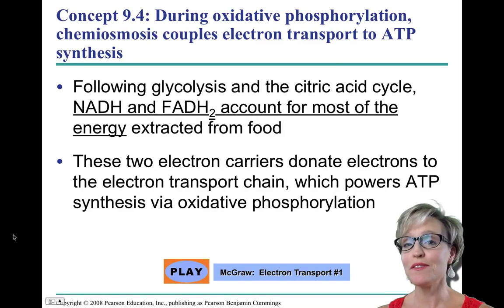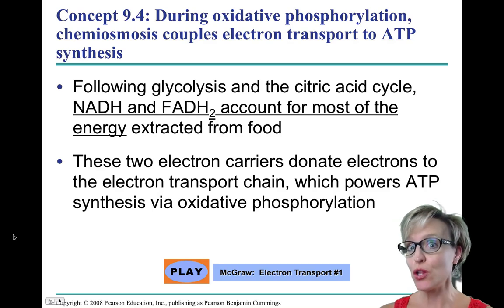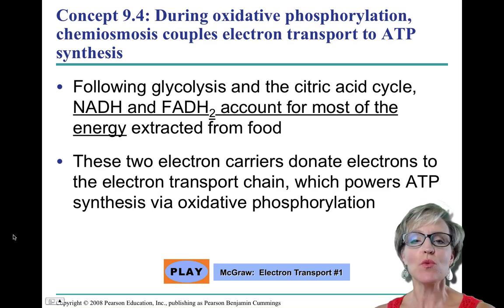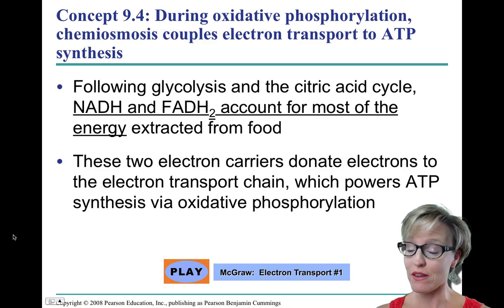Okay, it's concept 9.4. We're going to finish up much of the chapter today, and we'll have only learning it all left. We'll start on oxidative phosphorylation. If you remember, oxidative phosphorylation is where we're going to get most of our ATP. So surely this is a very exciting day.